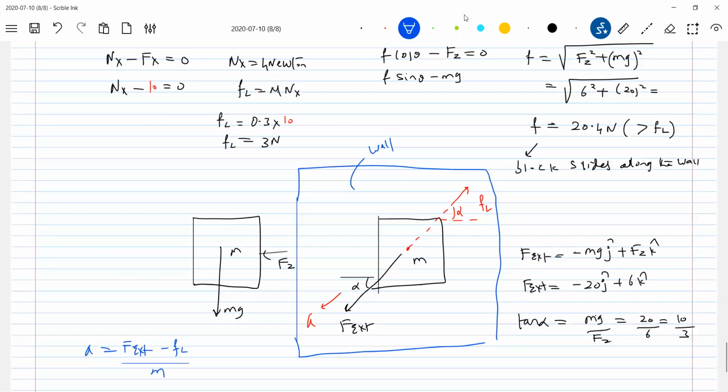Got the idea? So let's take another situation. There are two blocks. Till now, what happened? On the vertical wall, I kept only one block. So let me keep two blocks.